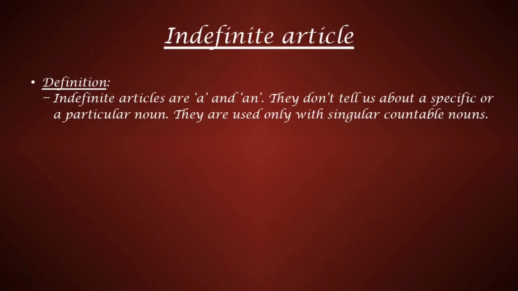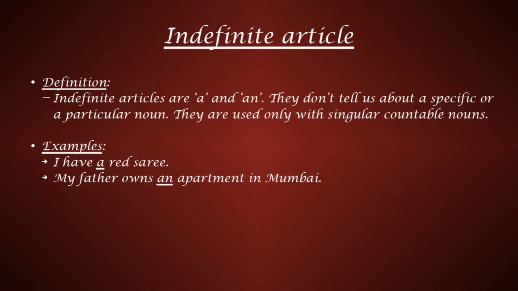Examples are: number 1, I have a red sari. Here, "a" is indefinite article because it talks about any red sari and not about any particular one. Number 2, my father owns an apartment in Mumbai. Here, "an" is an indefinite article because "an" represents any apartment in Mumbai but not any specific one.